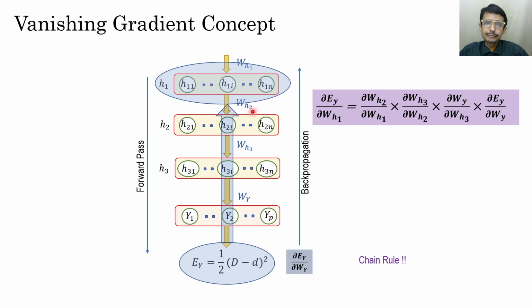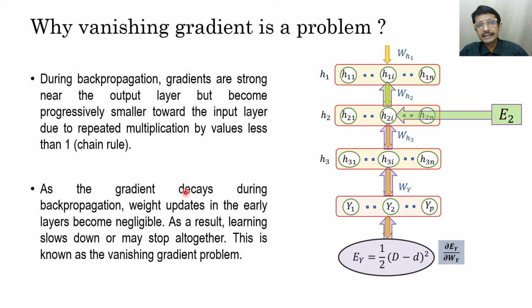So if no such weight updation is occurring, then the convergence becomes infinitely slow, or the converging process is almost stopped. That is the problem of vanishing gradient. As the gradient decays during backpropagation, weight updates in the early layers become negligible. As a result, learning slows down or may stop altogether. This is known as the vanishing gradient.